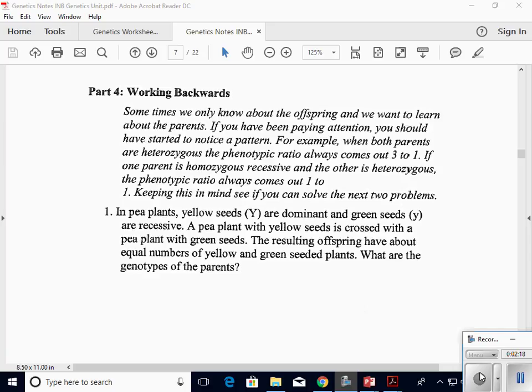Jamie, what's homozygous? The same. So could it be big D, big D? Yeah. Linda, could it be little d, little d? Yeah, those are the same. All right. So it says, for example, when both parents are heterozygous, the phenotypic ratio always comes out to be 3:1.